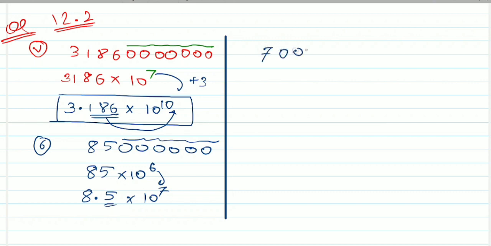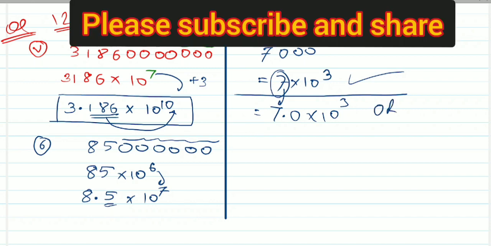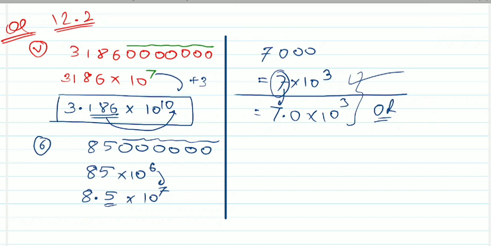If it's 7000, so I will write this as 7 into 10 raised to power 3 and this is the final answer because there is only one digit. So where to give the decimal point? Even if we give the decimal point, it will be like this only. 7.0 is same as 7. So this is already in standard form. So you don't need to give the decimal point. If you want, you can write it like this also. These both are same. So let's move to the question 3 first because it's similar and then we'll move on to question 2.